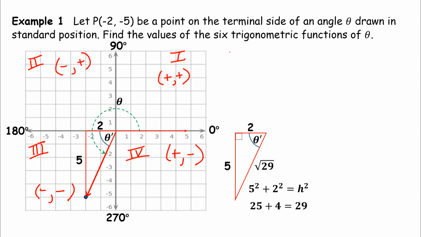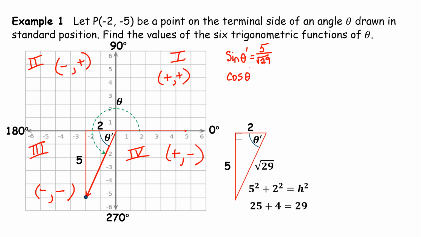So sine of theta prime is equal to opposite over hypotenuse. So that's going to be 5 over the square root of 29. And I'm not going to rationalize that just yet because I'm not done with the problem.